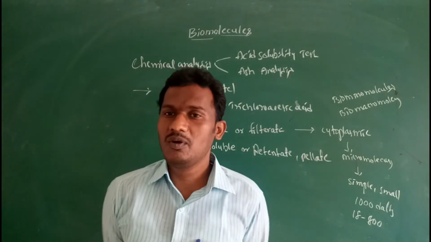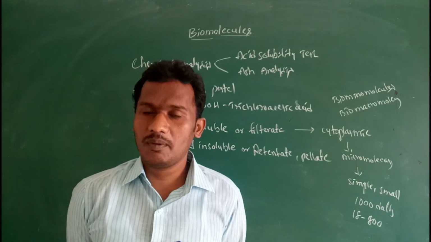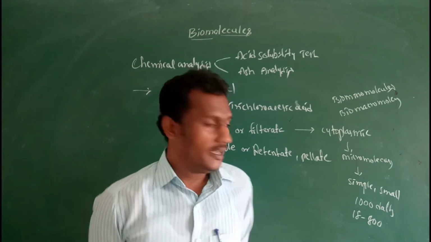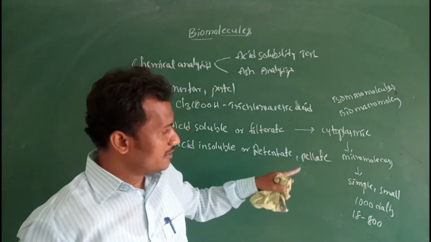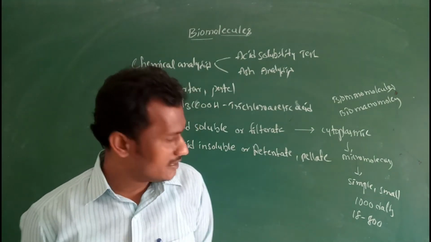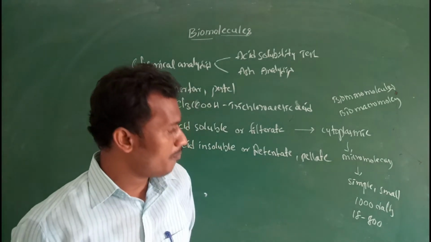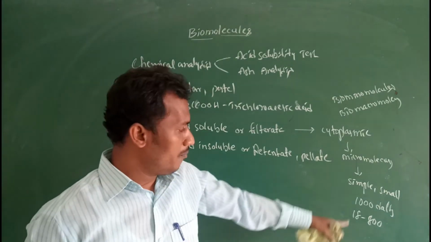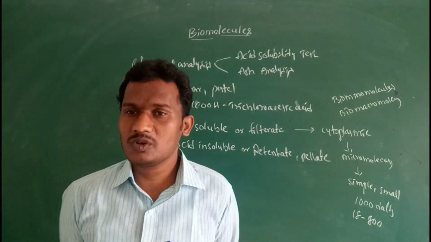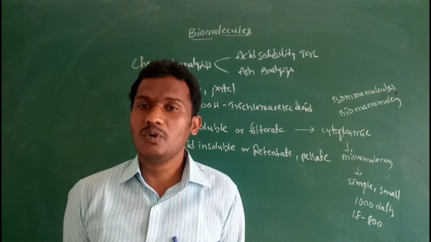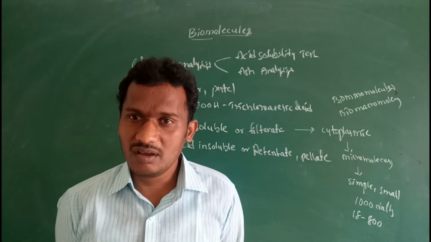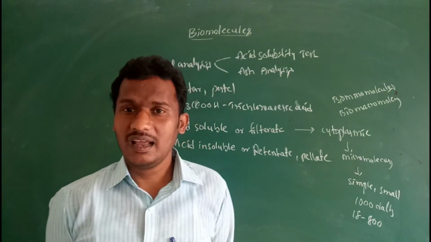Acid soluble fraction is nothing but cytoplasmic composition. In this, biomicromolecules are present. These have very simple chemical structures and are smaller chemical compounds, with molecular weight below 1000 Daltons, approximately 80 to 800 Daltons. Simple molecular conformation is also present.